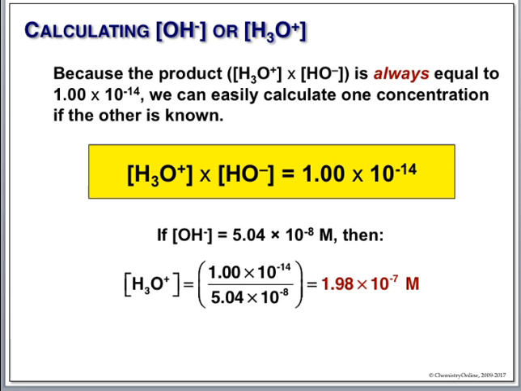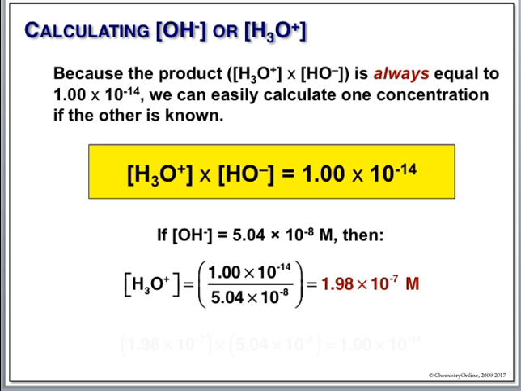If you're given one, you can always calculate the other. Now this is going to be important to you because we're going to do a tutorial where you'll be given one and you have to calculate the other. So make sure you understand this concept. The two multiplied together are always 10 to the minus 14. Any questions?